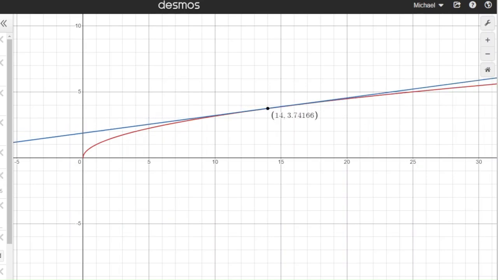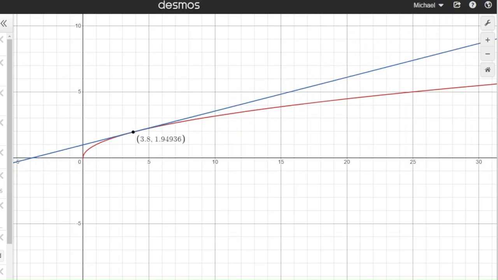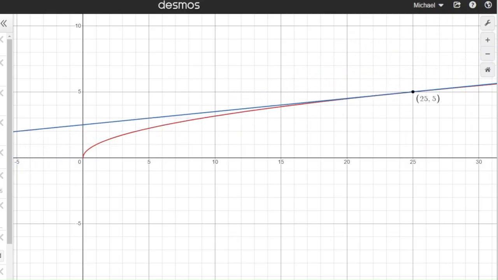Now notice I can move the point to different places here, and notice what's happening to the tangent line. The tangent line is moving. But if we go back to 25 comma 5, and we know that point's on the graph, by the way, because if you take the square root of 25, you get 5, and our function is the square root of x. Okay, so the question is, what is the slope of that tangent line?